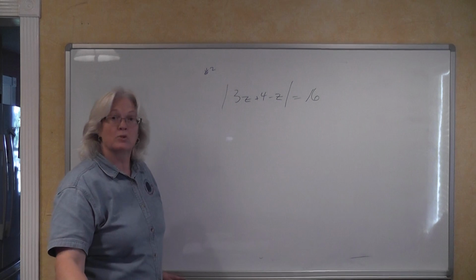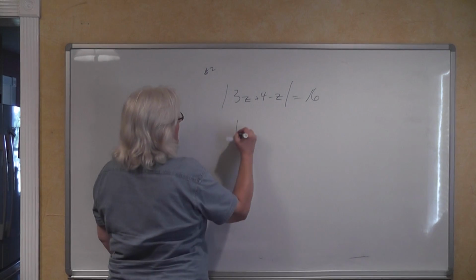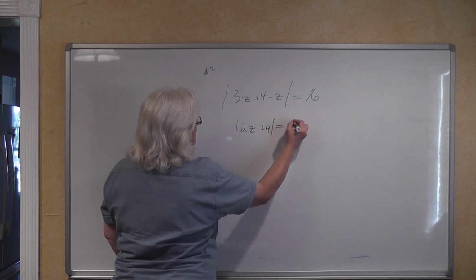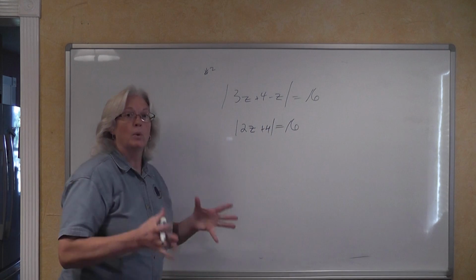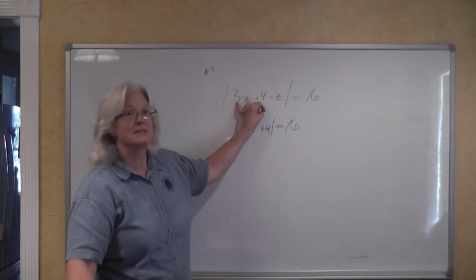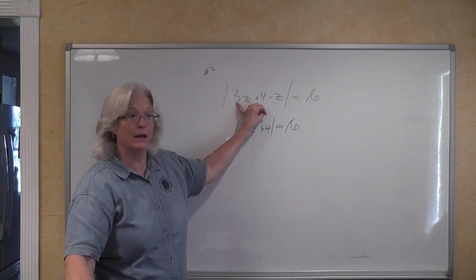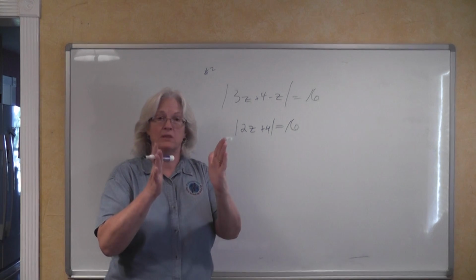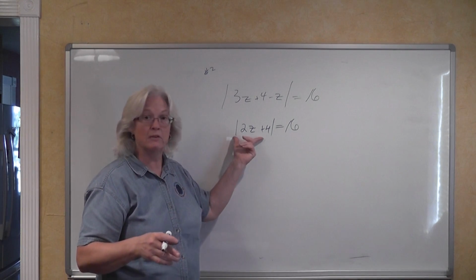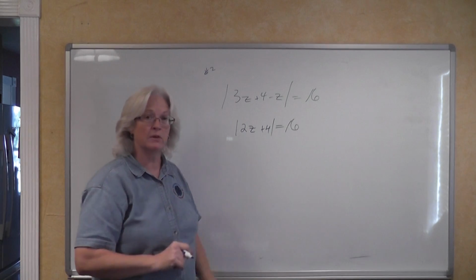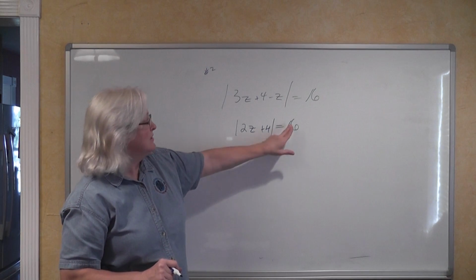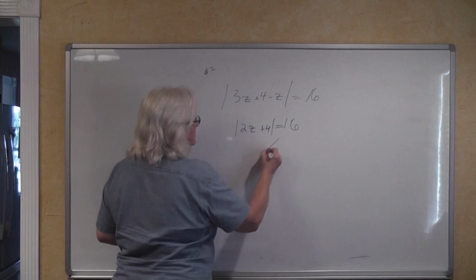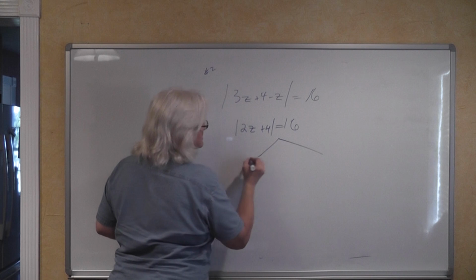Absolute value bars work just like parentheses. Absolute value of 2z plus 4 is equal to 16. We get to the point where we have simplified as much as we can within the absolute value bars, and only the expression that is the absolute value is on one side of the equation. Everything else is on the other side. When we have it in this form, this is when we come up with two equations to solve.